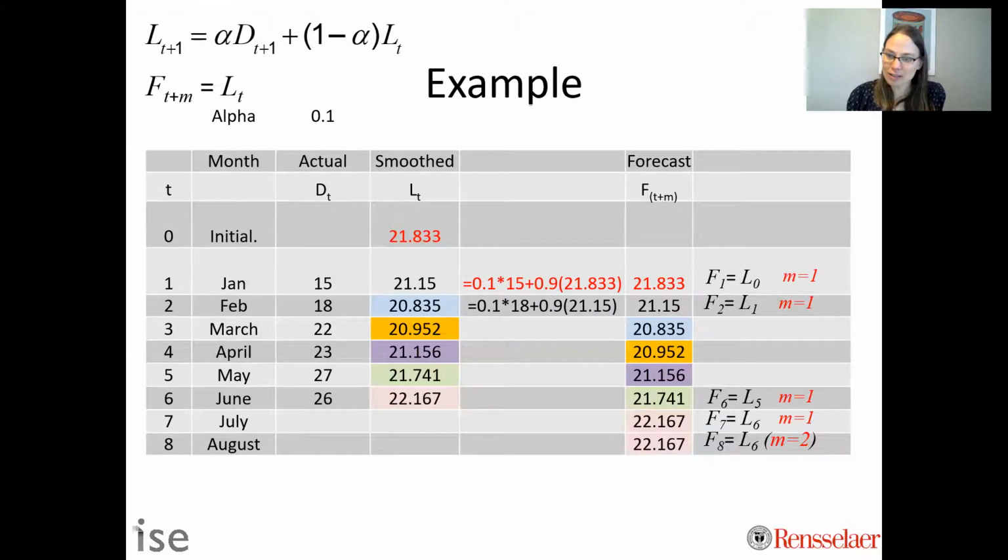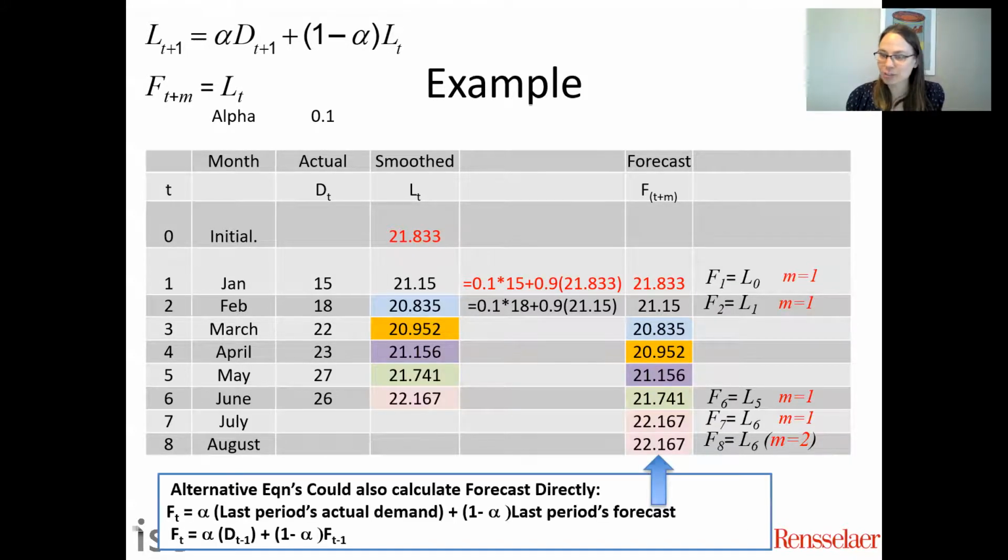Another thing to note is that on the previous slide, I actually presented two different ways of calculating this. You can also get the forecast column directly, without doing L of T, by using this equation. One thing I want to note, and it's maybe a good exercise for you, is that you should be able to get the same forecast in two ways.